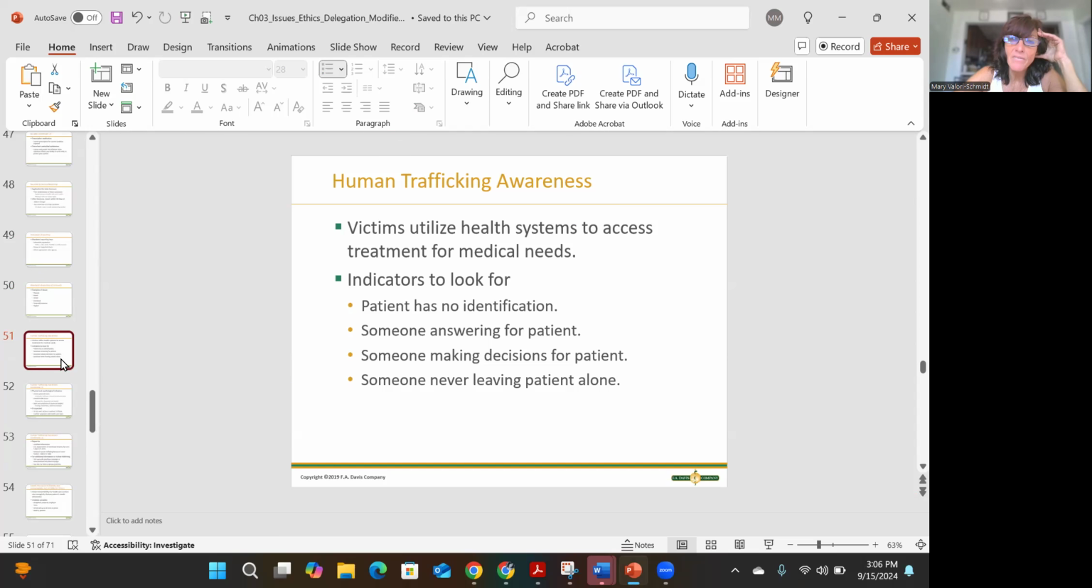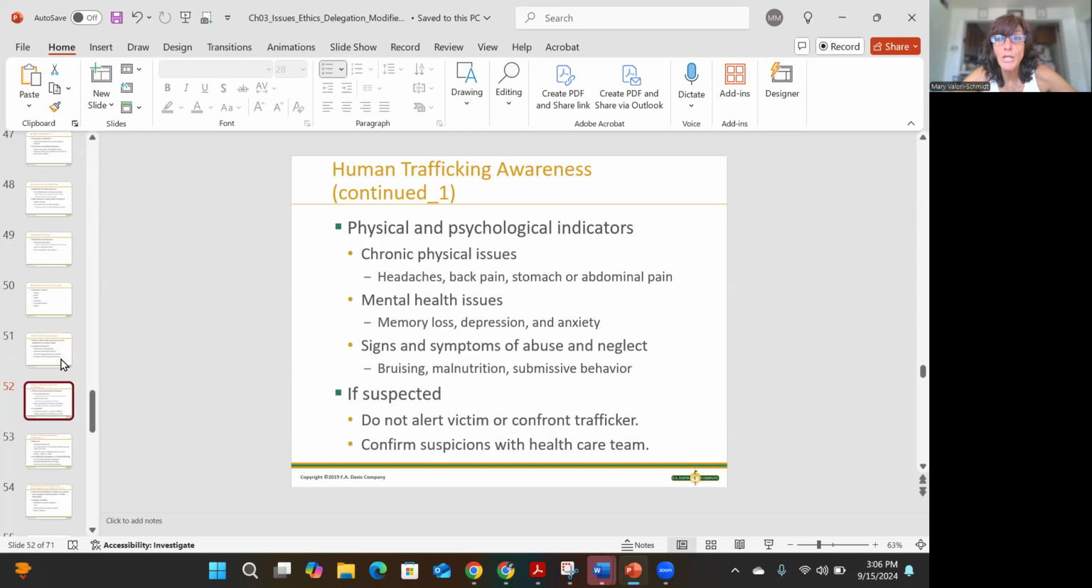So if a patient doesn't have identification, or they're in there with someone who will not allow them to answer the question. So do you have any pain? No, she doesn't have pain. Let the patient answer, please, right? Or someone who's making all decisions for the patient or refuses to leave that patient alone. Suspicious, right? Get your social worker, get your charge nurse.